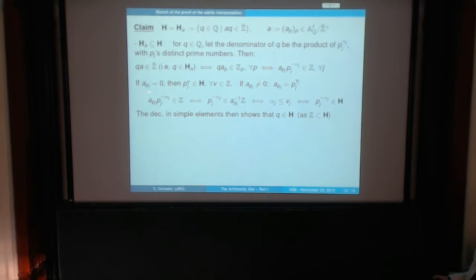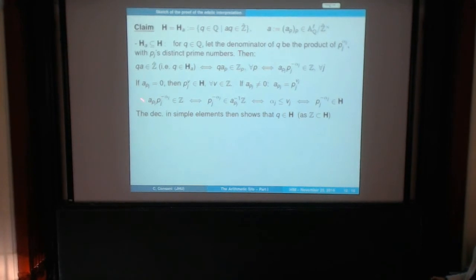So two cases. If A_{p_j} is 0, then by definition p_j to the v belongs to H for every v. And then the interesting case is when this A_{p_j} is nonzero. Notice that this j is an index which depends on the corresponding p_j in the denominator of q. So this is to be retained in mind. If A_{p_j} is different from 0, then it is written as p_j to the v_j. And then one implements again the definition of this Adele.